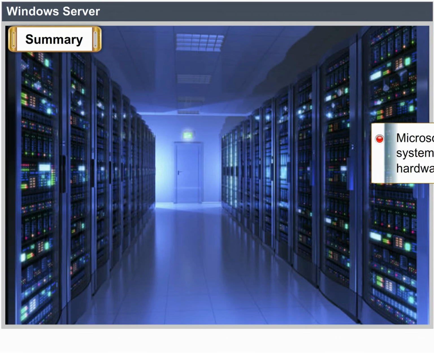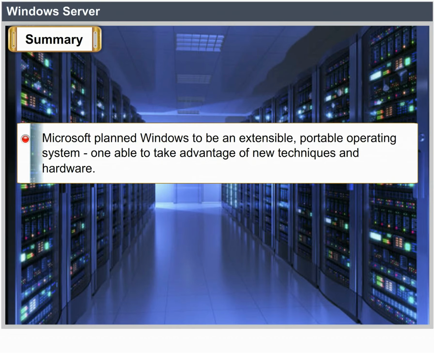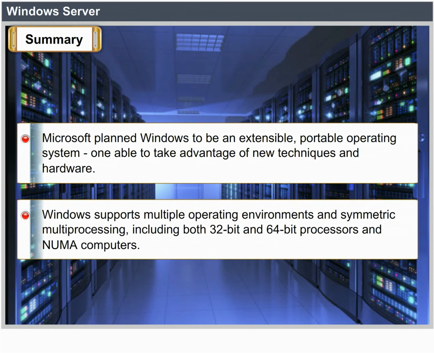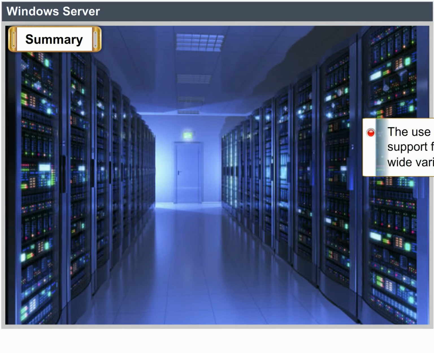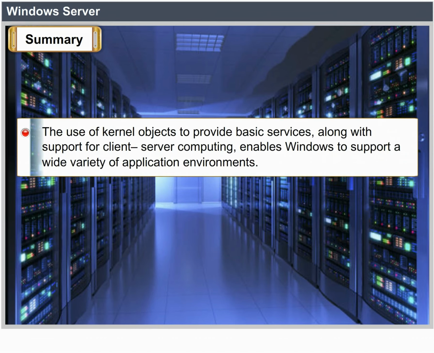Summary. Microsoft designed Windows to be an extensible, portable operating system, one able to take advantage of new techniques and hardware. Windows supports multiple operating environments and symmetric multiprocessing, including both 32-bit and 64-bit processors and NUMA computers. The use of kernel objects to provide basic services along with support for client-server computing enables Windows to support a wide variety of application environments.